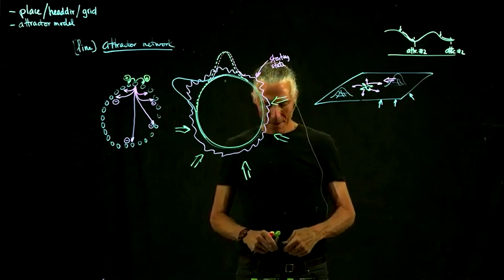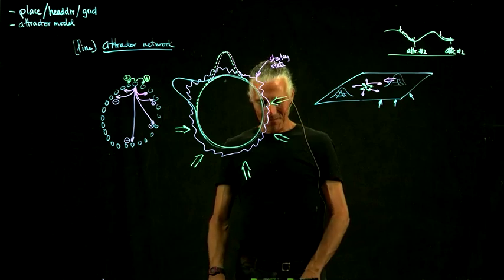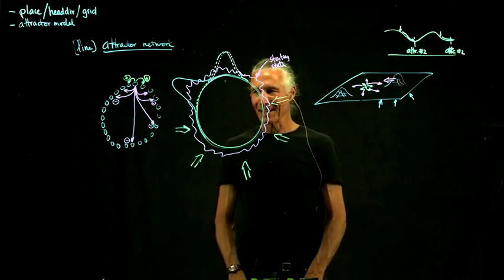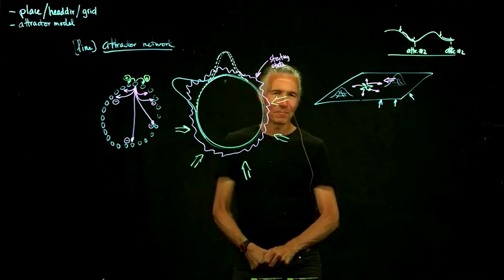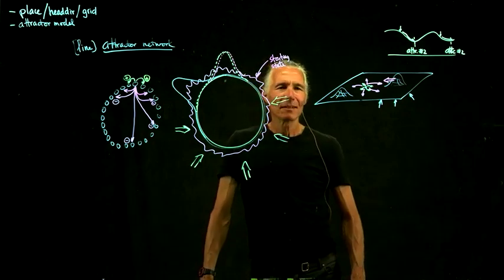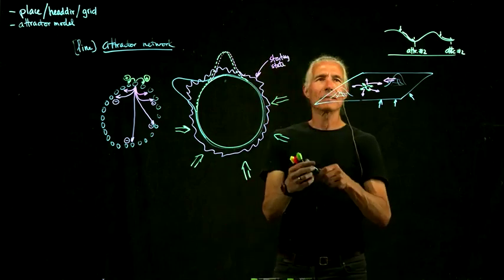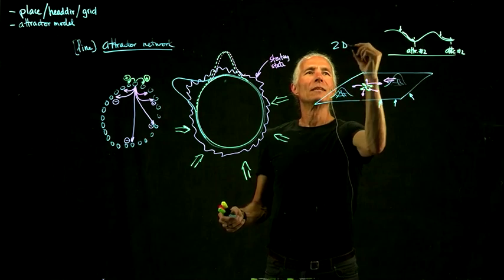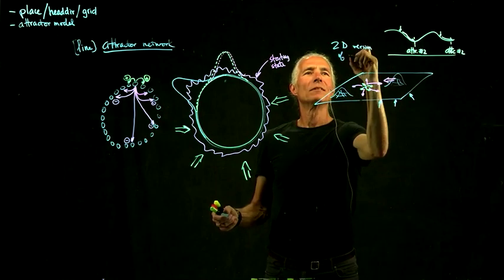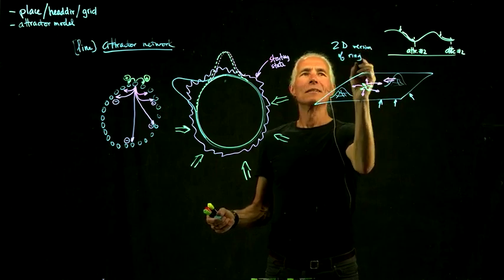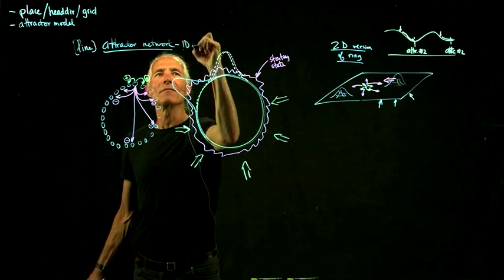I think there's another 10 experiments we could talk about, but I think I'll just end it there and see if there are any questions. Any questions about this? I should label this. This is a 2D version of the ring line attractor network. This is a 1D ring.